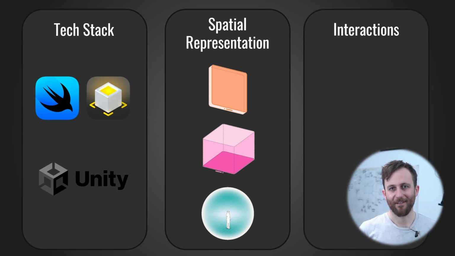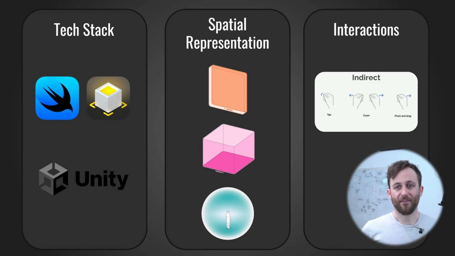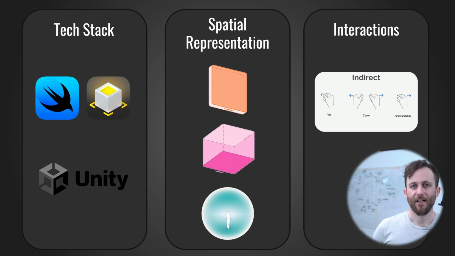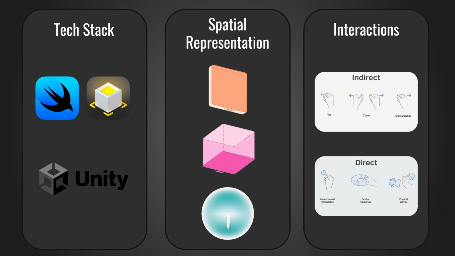Then the third dimension that we have are interactions or interfaces. And here you either have indirect interactions, so that's how a lot of visionOS stuff works. So like the OS level on the Apple Vision Pro, you look at something, so your eyes become a cursor, and then you do little gestures to do the interactions. And that is different to direct interaction, where you would actually grab an object with your hand, move it around. You know, you would chop something or just directly interact with things.